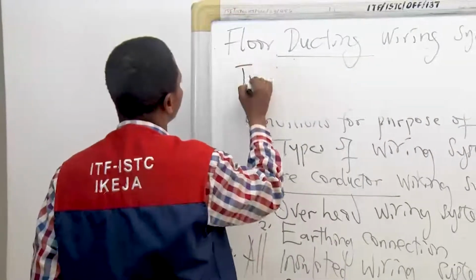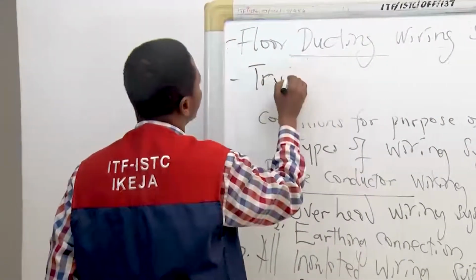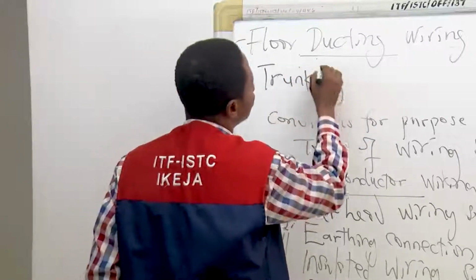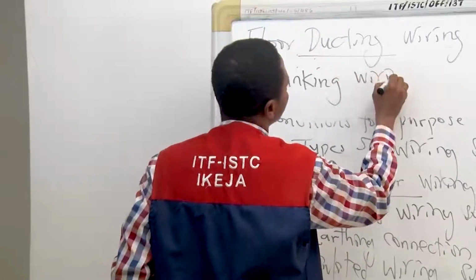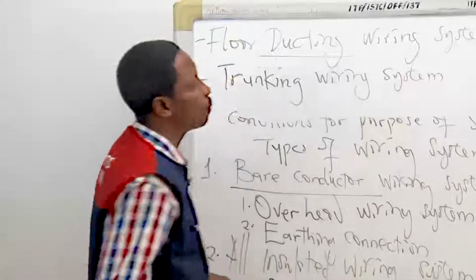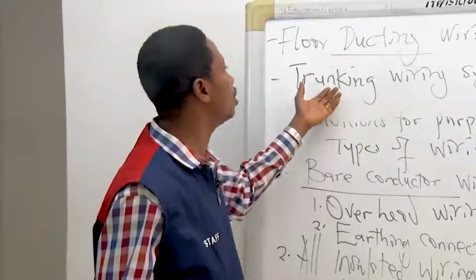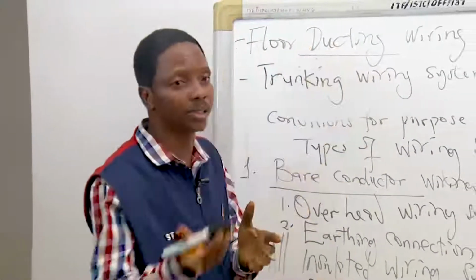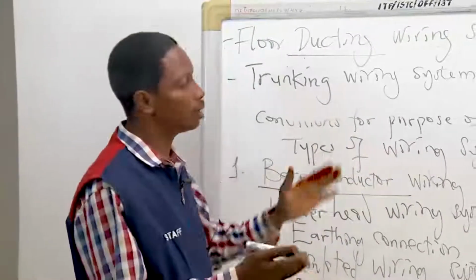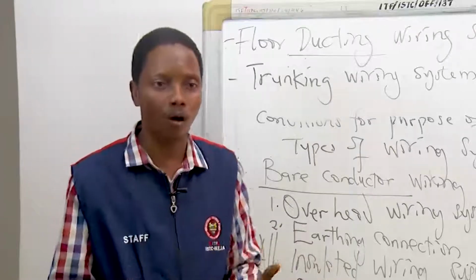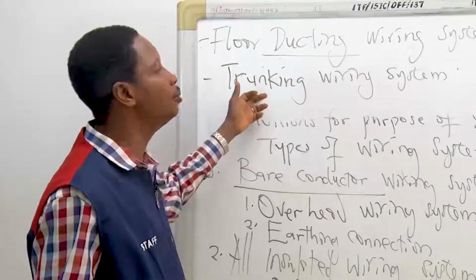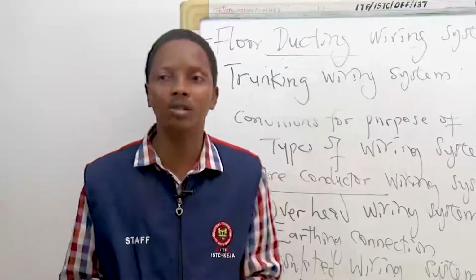We have another method, trunking wiring system. In trunking wiring system, the trunk, here the ducts, can be PVC or galvanized. The same thing in trunking wiring system. The trunk can also be PVC or galvanized material. This can be both domestic and industrial.